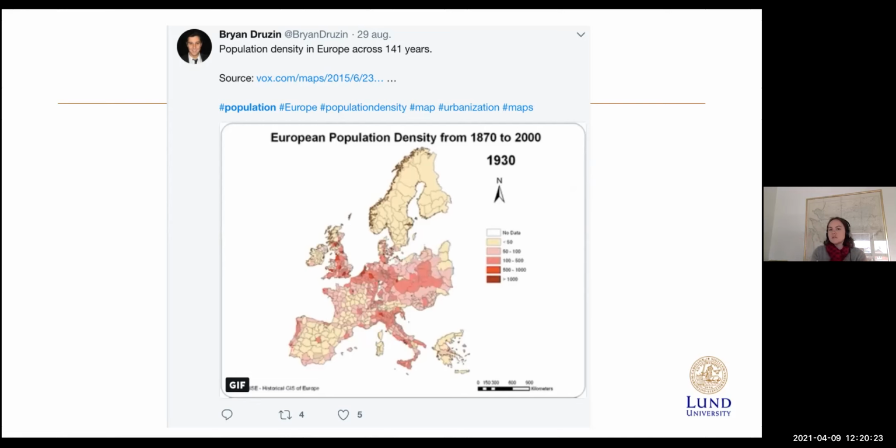Before I move on specifically to talking about AMR, I also want to say, are there any questions or thoughts about this visual culture of global health data before I move on to AMR?